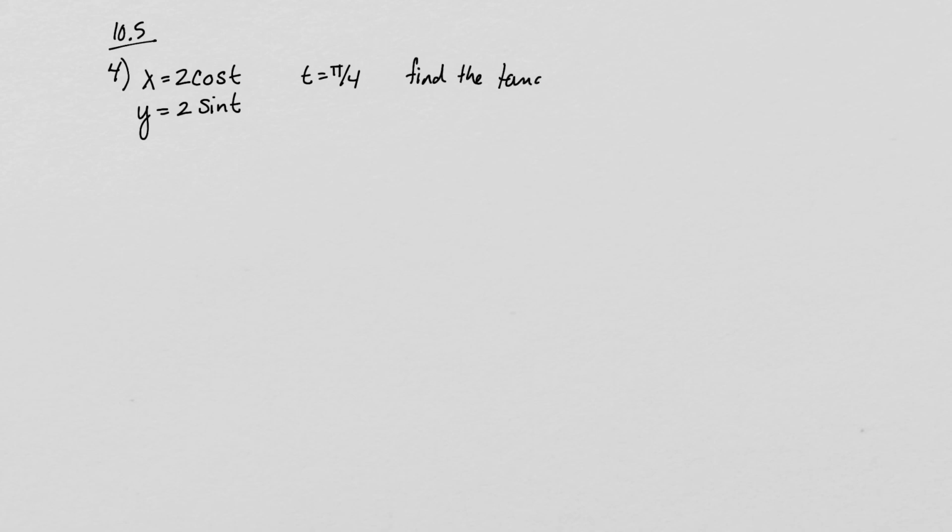10.5, number 4. Okay, so number 4 gives you x equals 2 cosine t, y equals 2 sine t, t equals pi over 4. And they ask you to do 2 things. One, find the tangent line at the t value given. And the second one was to find d squared y over dx squared. So to do both parts, we first have to find dy over dx.